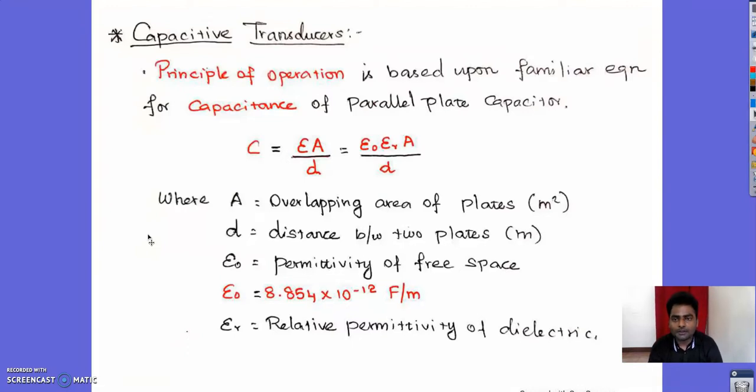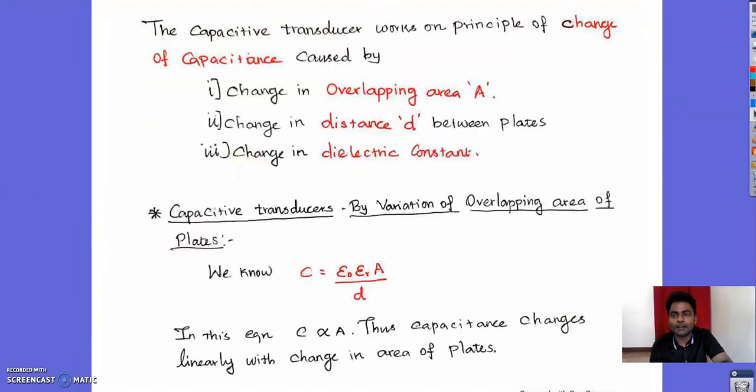From this equation we can understand that your capacitance is directly proportional to permittivity, directly proportional to the overlapping area of the plates, and inversely proportional to the distance between the two plates. So by varying these quantities, the capacitance is varied and it is converted into electrical energy. The capacitive transducer works on the principle of change of capacitance caused by change in overlapping area, which is directly proportional, change in distance, which is inversely proportional, and change in dielectric constant, which is directly proportional.